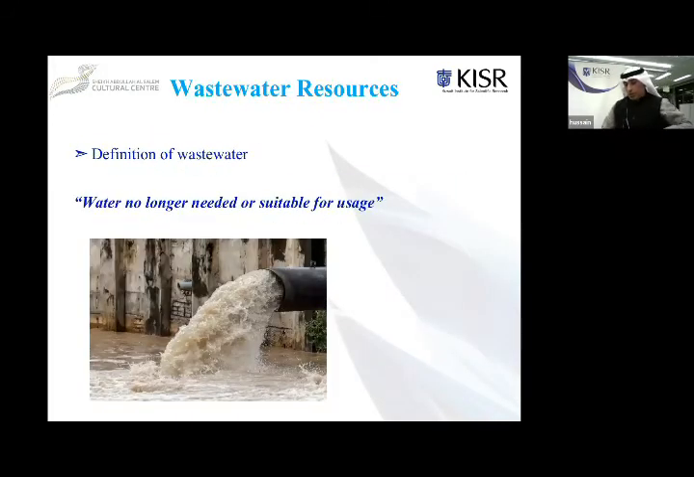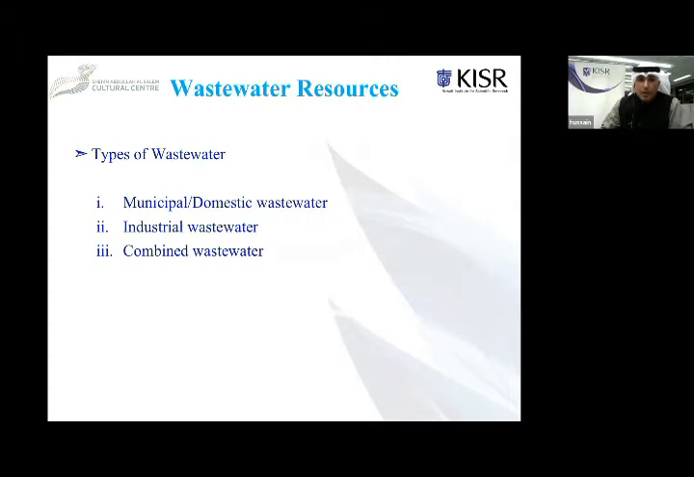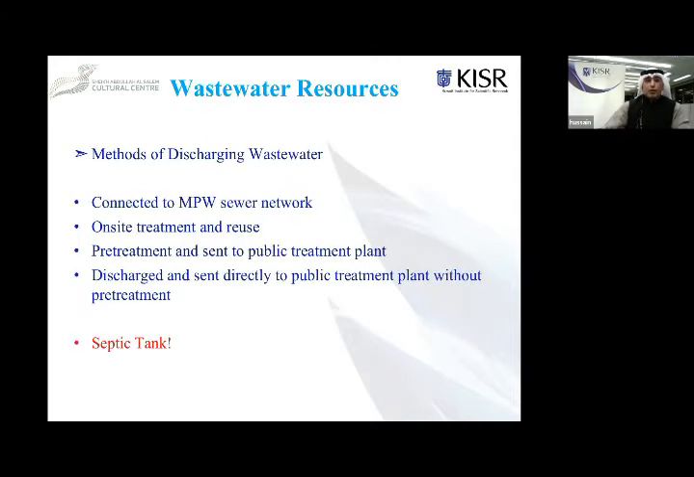The wastewater, before I go into the types of wastewater, general definition: water that is no longer needed or suitable for usage. For example, if we use any water in industry or agriculture, after that the water will be contaminated with pollutants and we cannot reuse it elsewhere unless we treat it. That's a general definition for wastewater. In Kuwait, we have 3 types of wastewater: the municipal or domestic wastewater, the industrial wastewater, and the combined wastewater. If you come to the method of discharging, that's also another issue we have to deal with and look into.